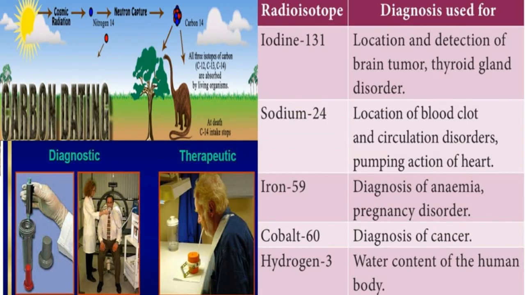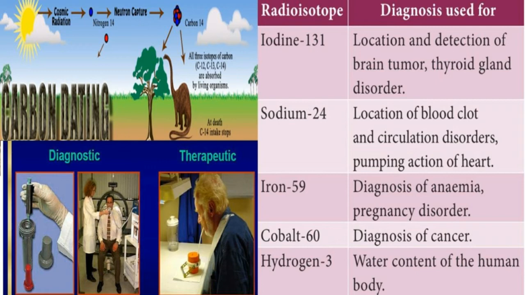Radiocarbon dating. It is a method by which the age of fossil wood or animal is determined using the C-14 isotope. Diagnosis. Radioisotopes are found very useful to diagnose and understand many diseases. Radioisotope in diagnosis.